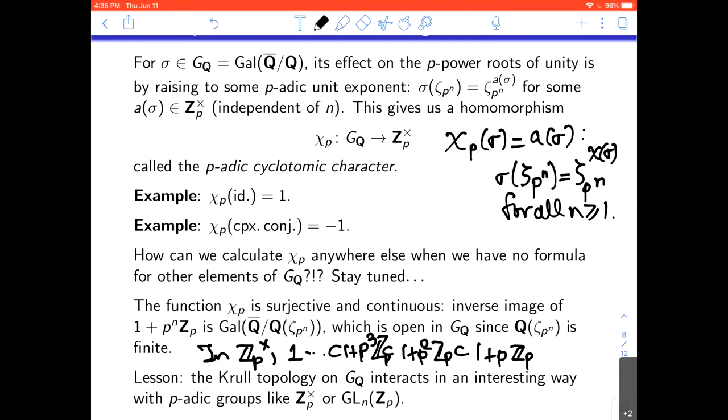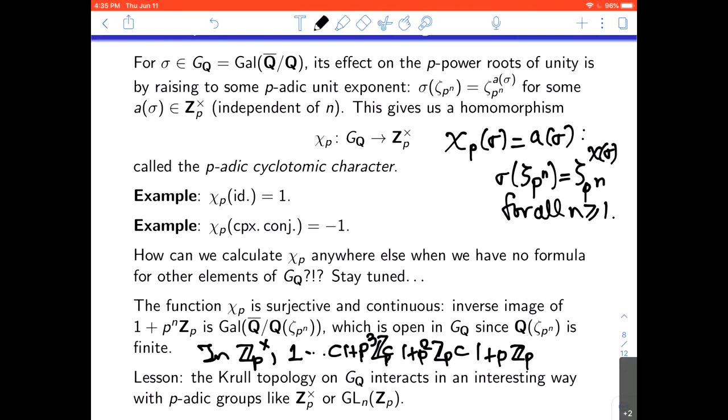Well, each of these open subgroups, if you take the elements in G_Q whose value is there, you're basically looking at the elements that fix zeta_{p^n}, because you want the exponent to be 1 mod p^n. And so the inverse image of 1 plus p^n in this group is, in fact, the automorphisms fixing the field Q adjoin zeta_{p^n}, and that's a finite extension. And so the group that fixes it is an open subgroup. So the inverse image of open subsets are open, and so this chi_p is, in fact, continuous and surjective. So here we have a Galois representation with an infinite image.